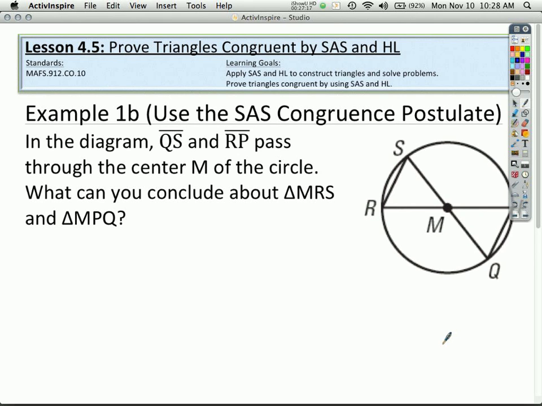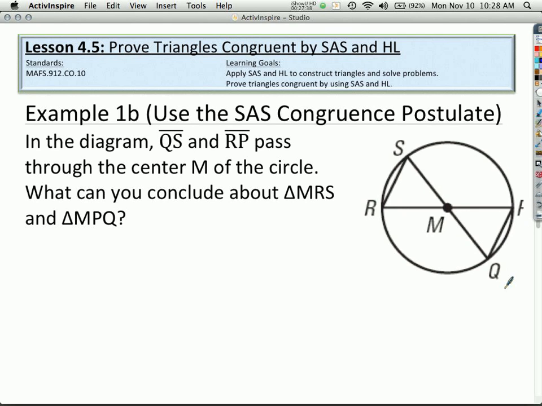So in this diagram, QS and RP pass through the center M of the circle. What can you conclude about triangle MRS and triangle MPQ? And I'm sorry, my toolbar is covering the P. That's the P over there. So what can we conclude about the two triangles?